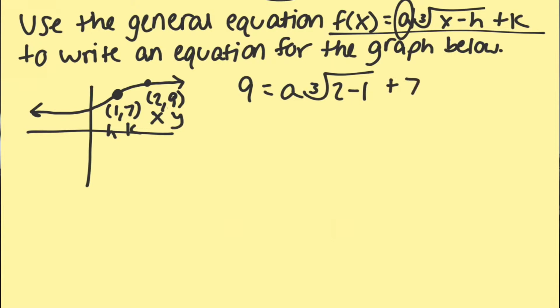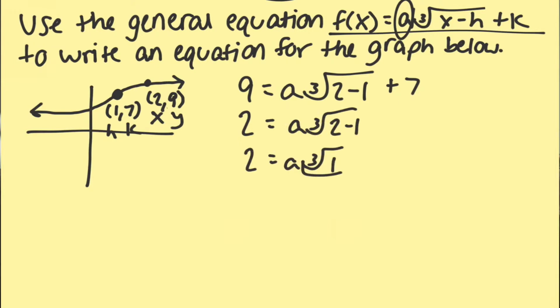Now we can solve. We can subtract 7 from both sides. We get 2 equals a times the cube root of (2 - 1). 2 minus 1 is 1, and we can keep going here. The cube root of 1 is 1. So now we have 2 equals a times 1. So then a equals 2.